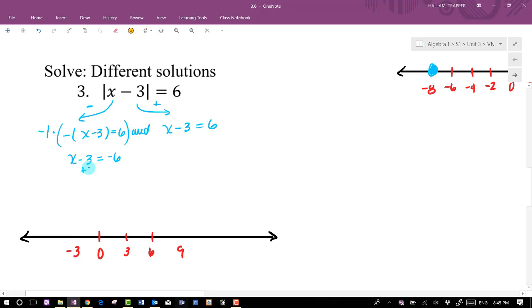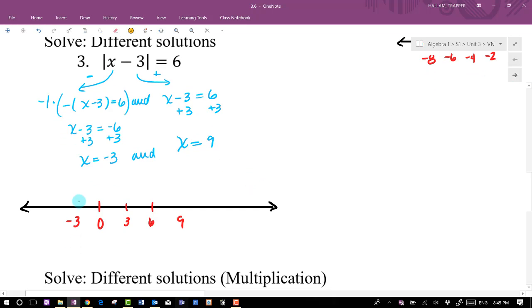I can finish solving that by adding 3 to both sides, and so I find out that x equals negative 3. And I have to solve the right side here. So I'm going to add 3 to both sides, and I find out that x is equal to 9. So notice this time I have two different solutions. I have a solution at negative 3, and I have a solution at 9.